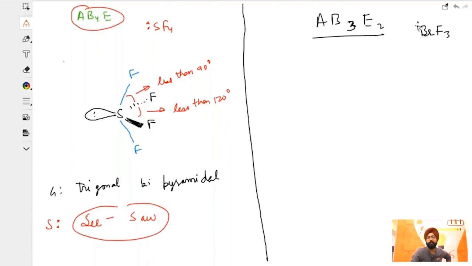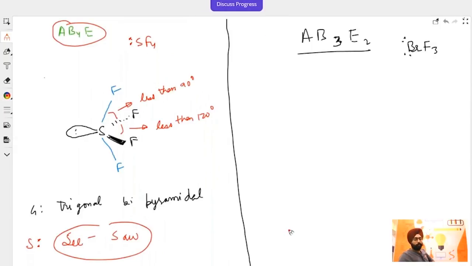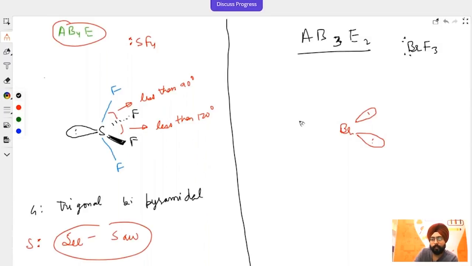Okay? Right. So, now people, I am sure you can imagine that these 2 lone pairs will go in the equatorial positions once again because of less repulsion. So there's bromine. Let's say that there's a lone pair here. Let's say that there's a lone pair here. Okay, and there is going to be a fluorine in the plane itself.